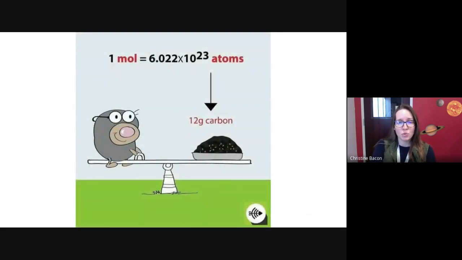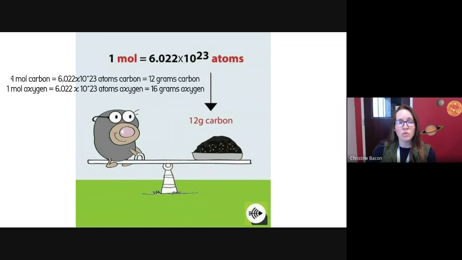Here's another visual for you. 1 mole is equal to 12 grams of carbon, which is equal to 6.02 times 10 to the 23rd, or 602 hexillion atoms of carbon. So all these things are the same. They're just different ways to express it. So 1 mole of carbon is that many atoms of carbon, which is 12 grams of carbon.